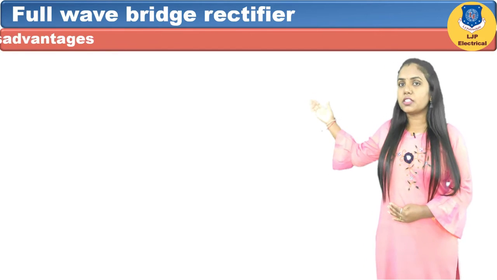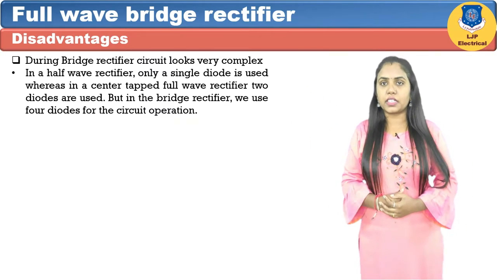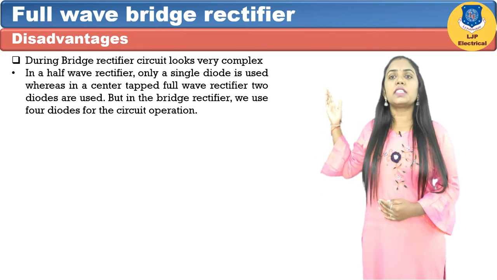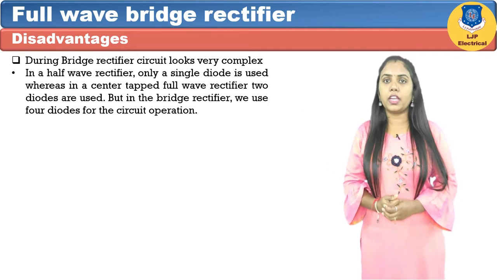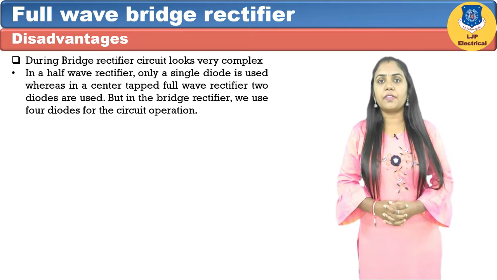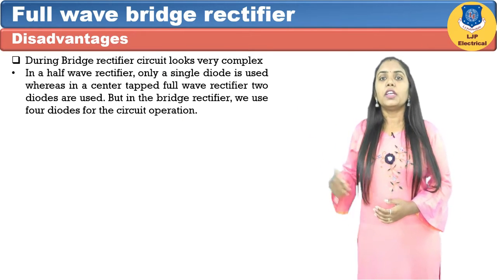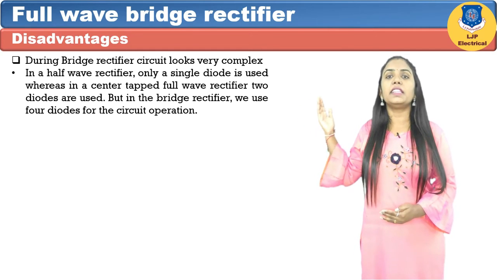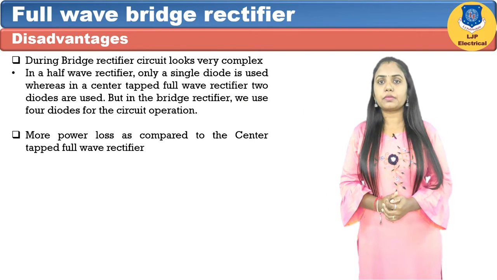The disadvantages of bridge rectifier. First, the bridge rectifier circuit looks very complex. In a half-wave rectifier, only a single diode is used, whereas in a center tap full-wave rectifier, two diodes are used. But in the bridge rectifier, we use four diodes for the circuit operation. So, the bridge rectifier circuit looks more complex than the half-wave rectifier and center tap full-wave rectifier.